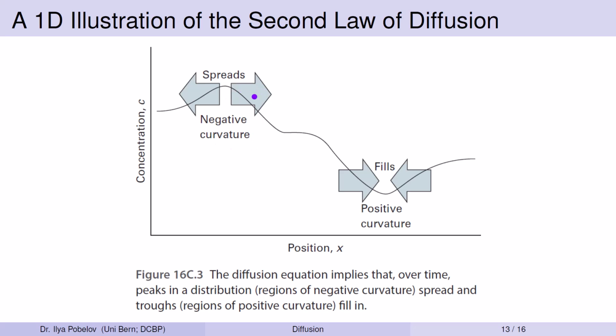Conversely, in regions where the curvature is negative, indicating a peak, the concentration tends to decrease over time, causing the peak to spread out. If the curvature is zero, indicating a linear concentration profile, there is no change in concentration over time at that point. This one-dimensional example helps illustrate how Fick's second law governs the diffusion process, driving the system towards a state of equilibrium by smoothing out concentration irregularities over time.